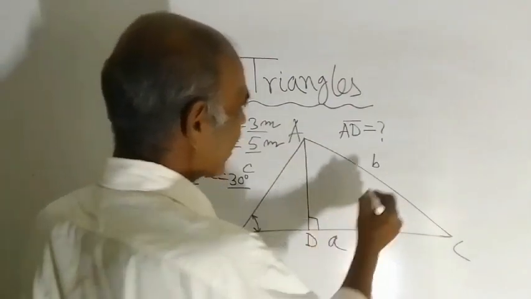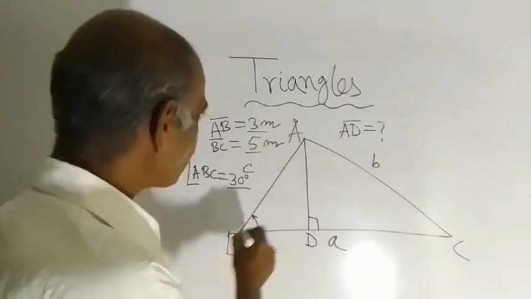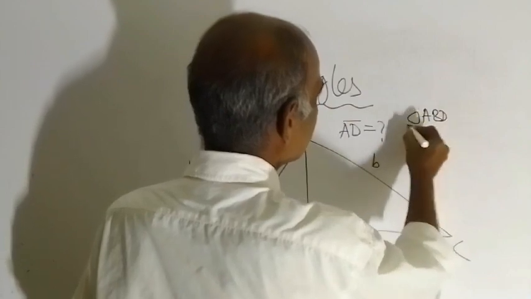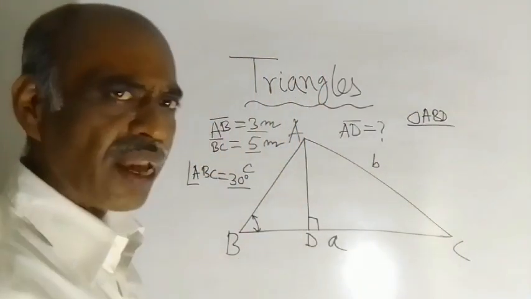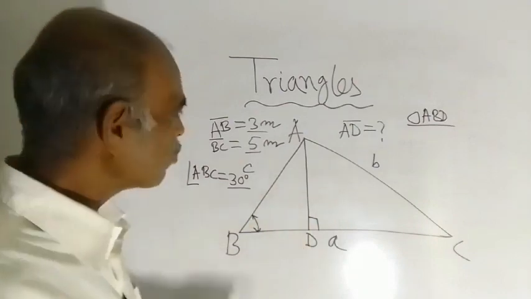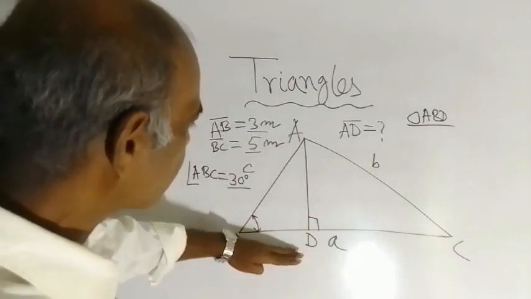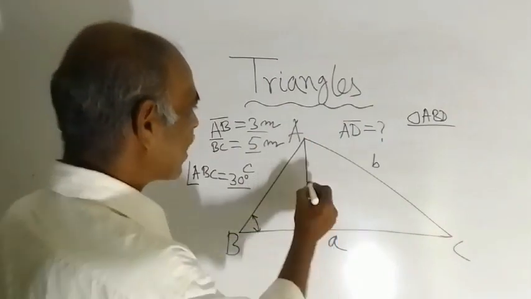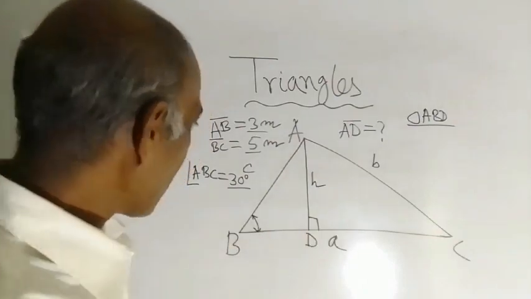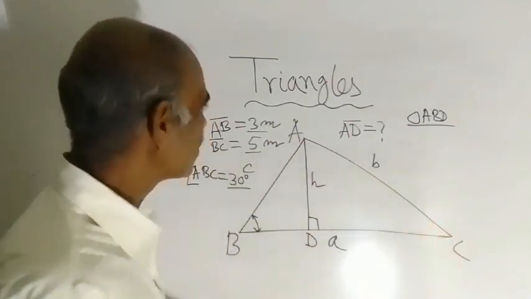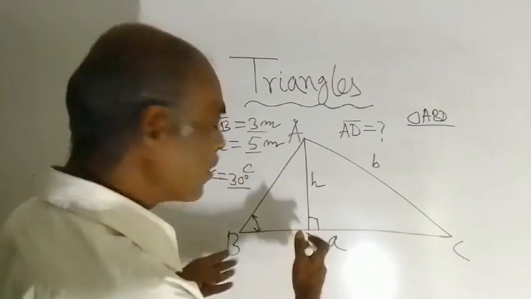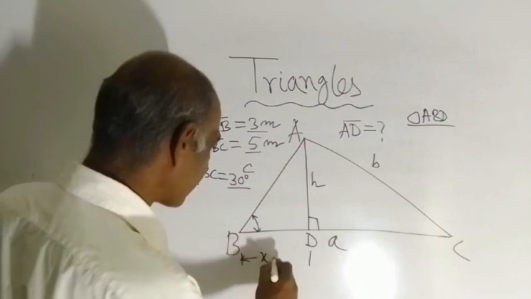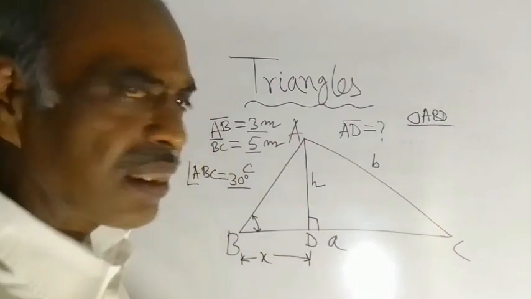Now see, if you consider this small triangle ABD, you can see that this is a right angle triangle. This angle is the right angle. Then the square of the hypotenuse is equal to the square of BD plus the square of AD. Now AD is not known. Say AD is equal to H. And BD is also not known. BC is known, it is 5 meter, but BD is not known. Say the length BD is equal to X.